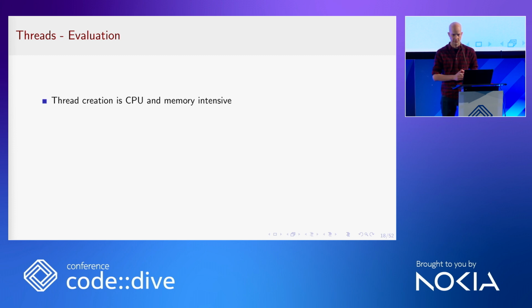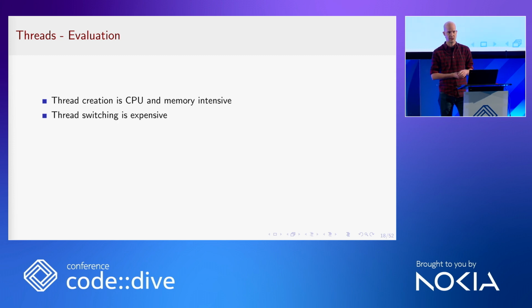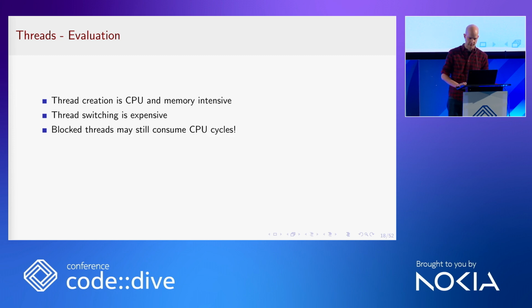Of course, threads have a bunch of problems. Thread creation is quite CPU intensive. It's also memory intensive. Thread switching is also expensive, right? If you have a context switch like between main and worker threads, you need to pay for that. The blocked threads, even though they're not blocking main, may still consume CPU cycles. And depending on how your operating system implements this, it might be a non-trivial overhead, especially if you have a large number of threads.